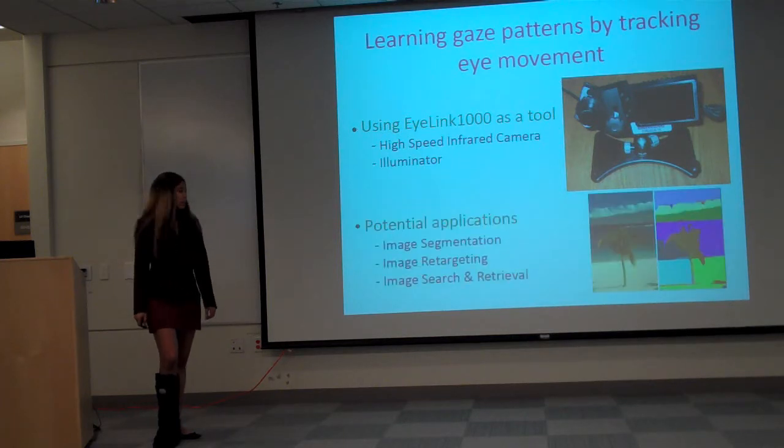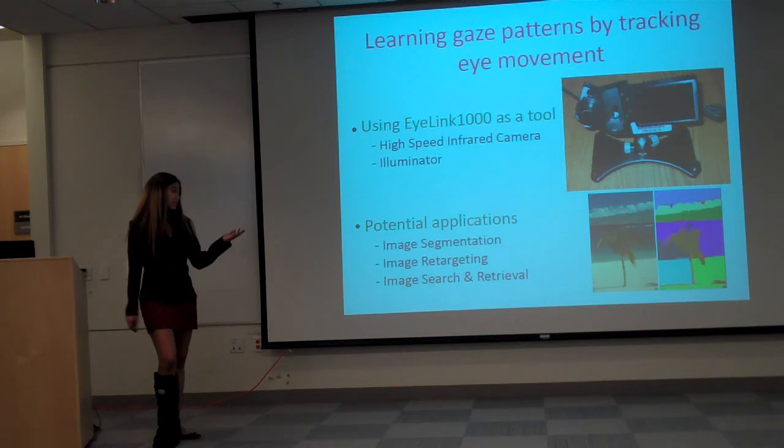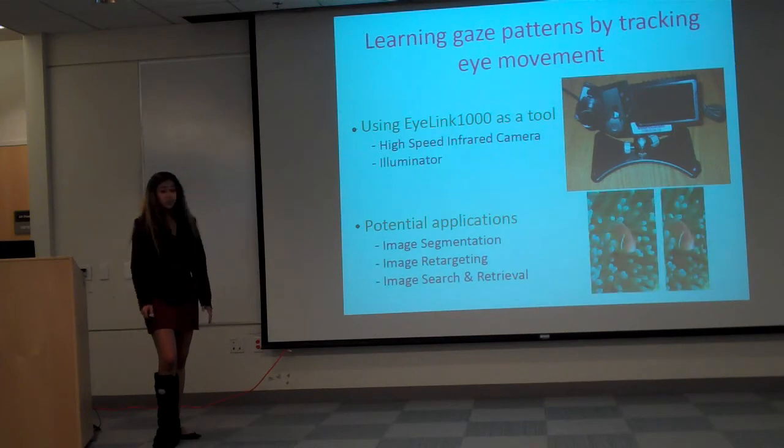And potential applications after figuring out human gaze patterns are image segmentation. This is an example right here. So it's like a computer would be able to figure out the different portions of the picture, like the foreground from the background. In this case, the palm tree from the sand, from the ocean, from the sky. Image retargeting, which is like an automated cropping system that a computer would just be able to crop out. Here you'll see an anemone that is there that doesn't give much information about the picture, so it would just crop it out itself. And also for image search and retrieval, which is for like Google image search and stuff like that.